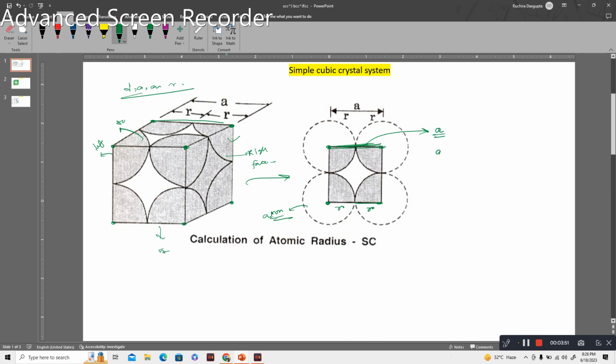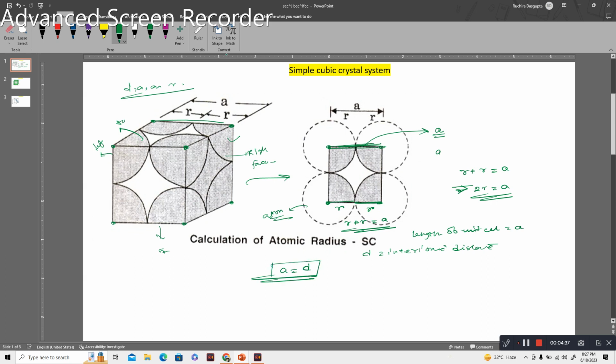So we can write A equals to R plus R, that is 2R equals A. The length of the unit cell in a simple cubic crystal system is A, and D is the interionic distance. So here A equals D for SCC.